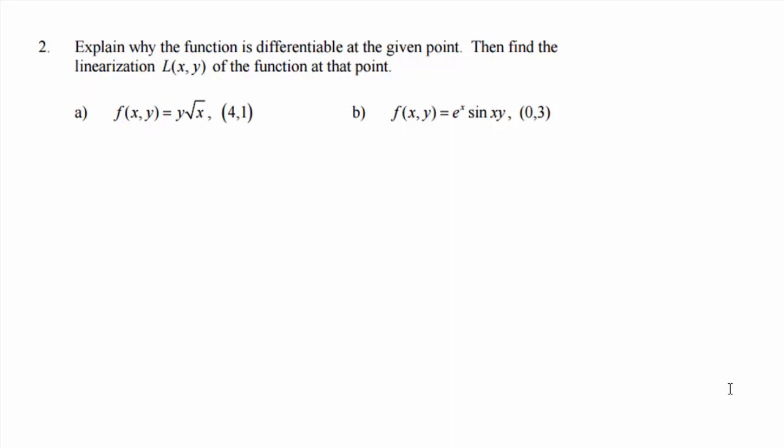So let's take the partials and just make the observation that the partials are going to be continuous there, because they're going to be products of an exponential function and a trig function. And those are continuous. Products of continuous functions are continuous. So we're just going to make the observation. It's not going to be a big deal. And then finding the linearization, it's really just finding the equation of the tangent line, or tangent plane rather, at the point (0, 3), right?